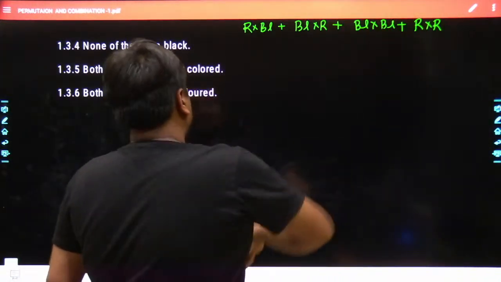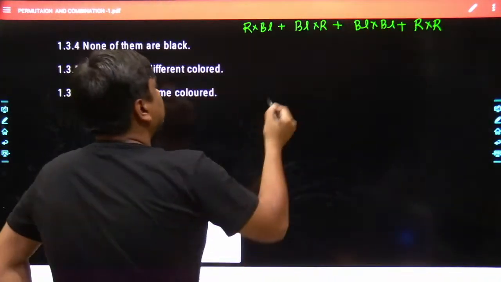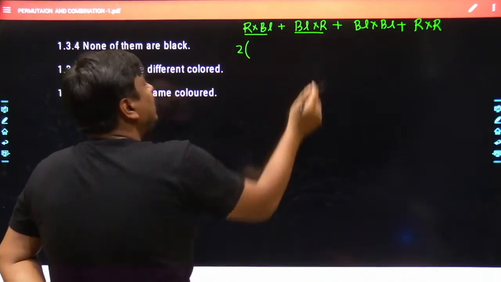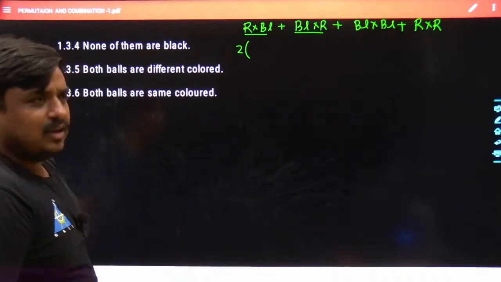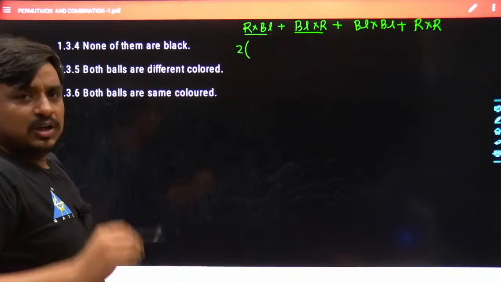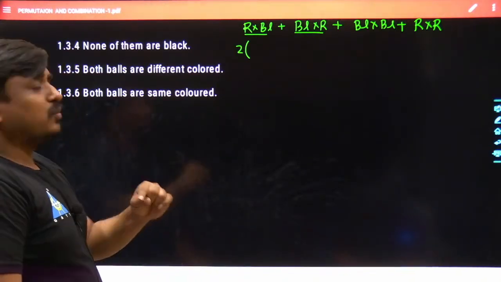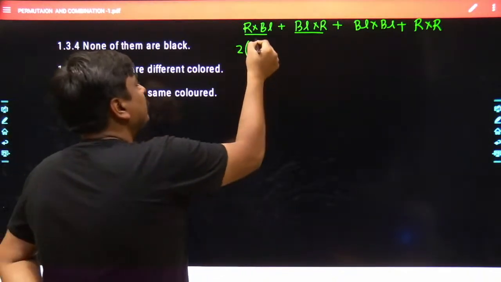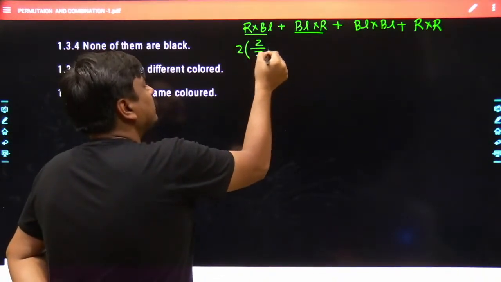Try to get its answer. One thing is quite sure: R into B and B into R would give the same value. So why don't we add them together? 2 has been taken as a common factor. Out of 7 balls, 1 ball has been picked out. What's the probability that the color would be red? How many red balls did you have? 2 out of 7.